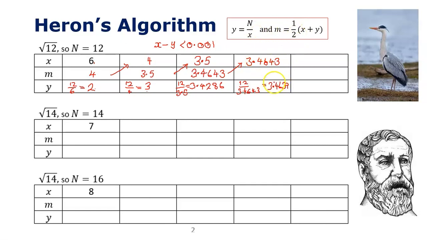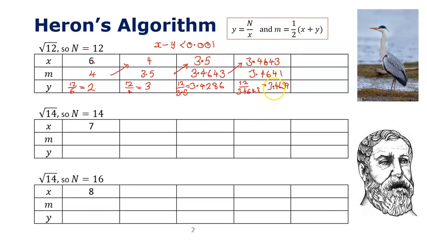And I can work out my m by adding these together. I think I'm losing a bit of accuracy here because I've already done that to 4dp. And this is now 3.4641.